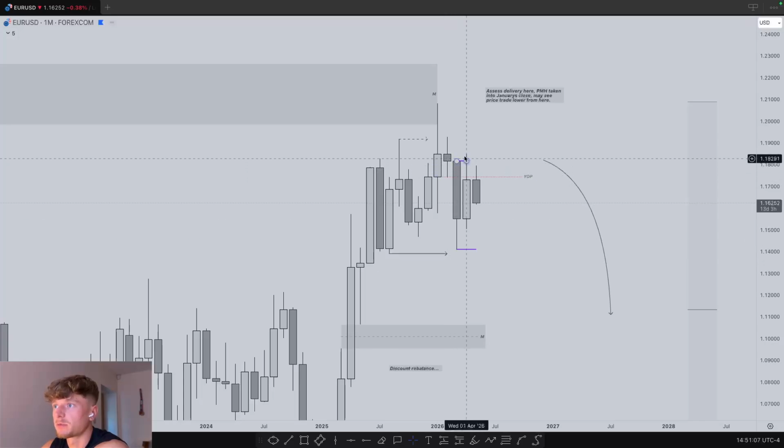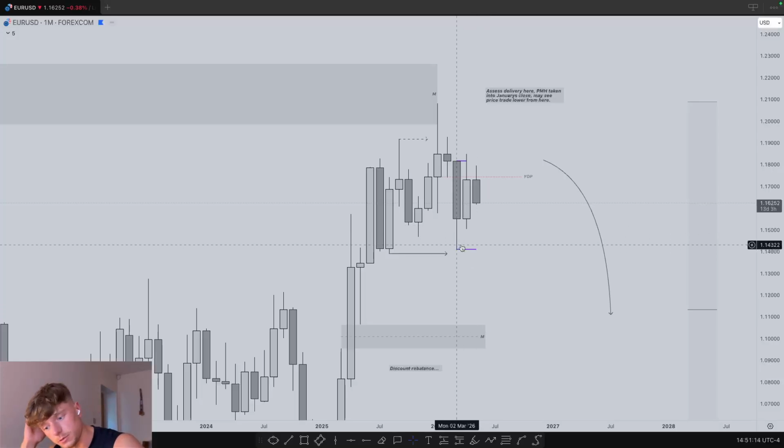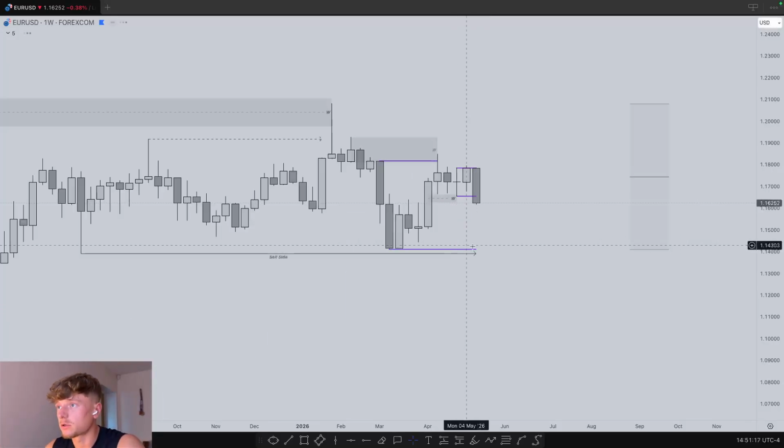So we've cleared previous month's high. I like to look at price to target the opposing liquidity in the form of previous month's low. So that's the monthly. Drop down into the weekly.